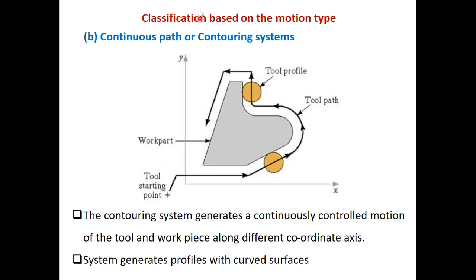Now where we are using continuous path, motion is used where tool and work move along with different coordinate axes. So you can see a simple milling operation. The tool will start here, and when it reaches here, from here itself it starts removing the material along this profile. So the tool is continuously monitored. This method is useful when the system has to generate a profile with curves or continuous curves.